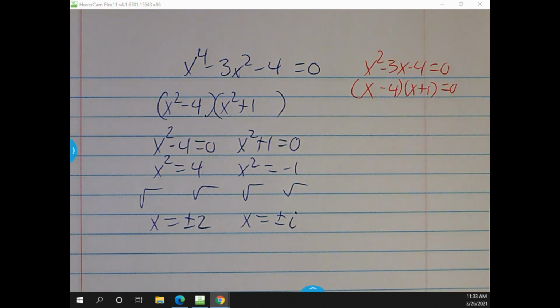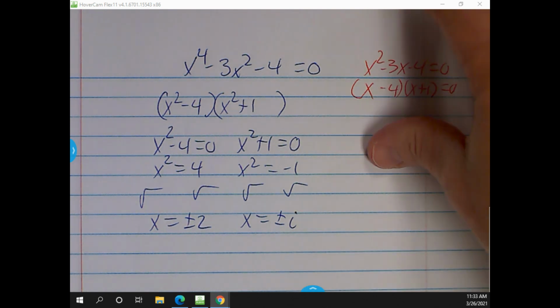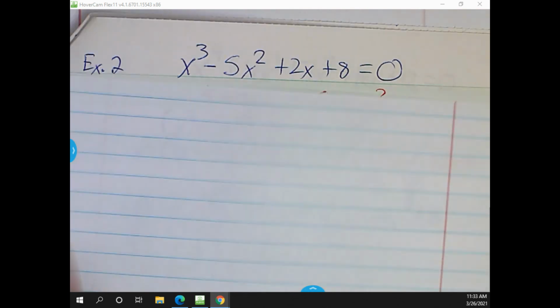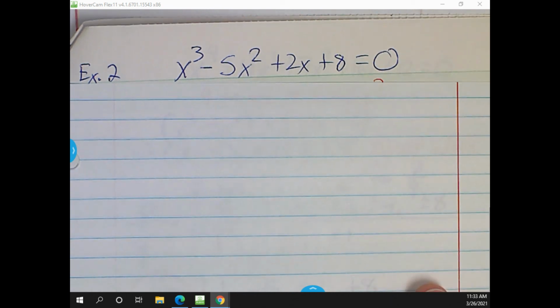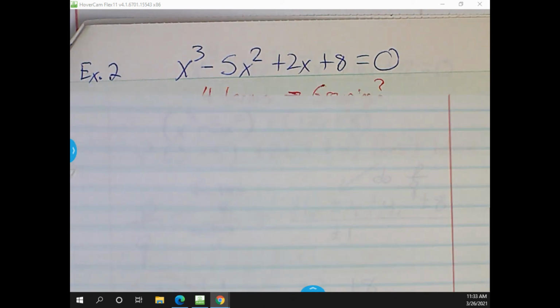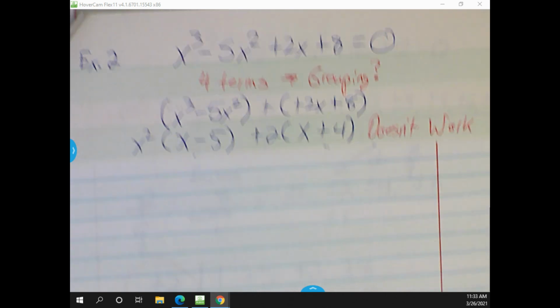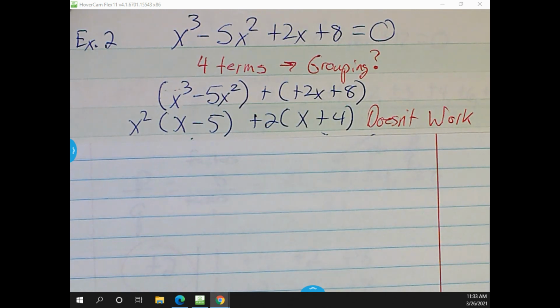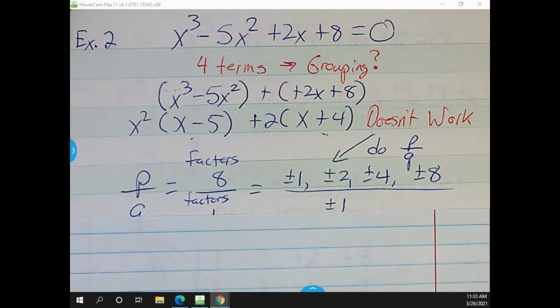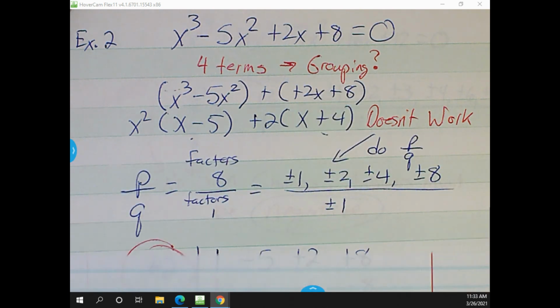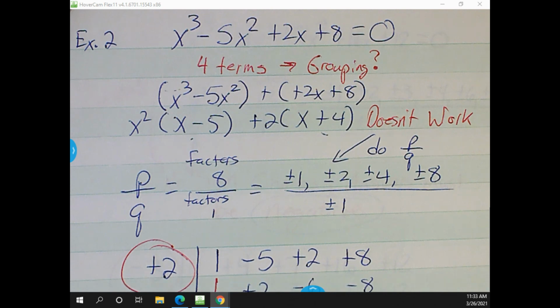Last thing, again, you don't have to write this one down, but let me just show you this one real quick. And this will be the last thing for today. Here's one, again, don't write this down, just watch it. Here's one where we have 4 terms, and factor by grouping did not work. If factor by grouping doesn't work, then you're going back to find the p over q, and then you're going to set up synthetic division and go from there and check until you find a number that's going to work.